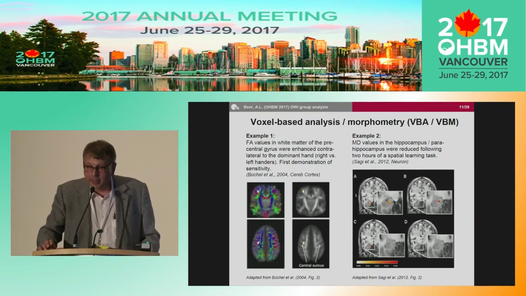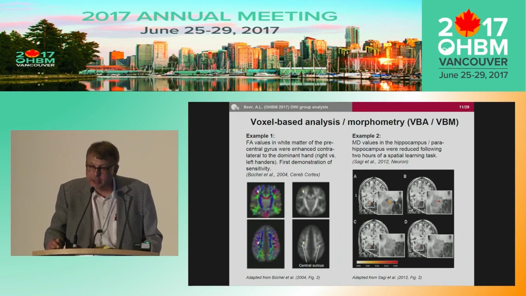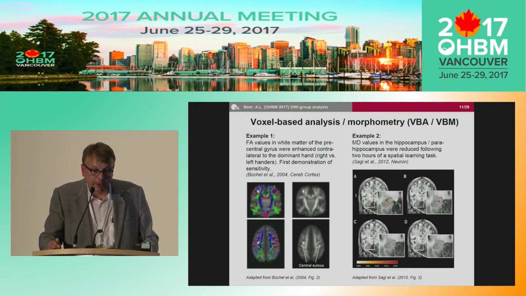Nevertheless, it has been successfully applied, even in the early days by Christian Büchel. They published an article where they looked for differences in fractional anisotropy for handedness, and they found that the precentral gyrus contralateral to the dominant hand shows a stronger fractional anisotropy. So it is quite sensitive to aspects of brain microstructure.